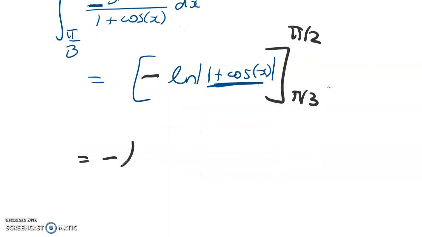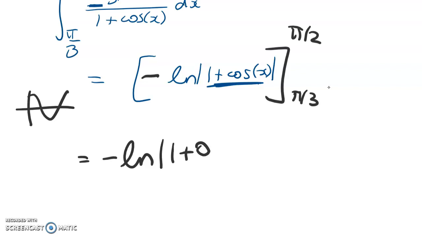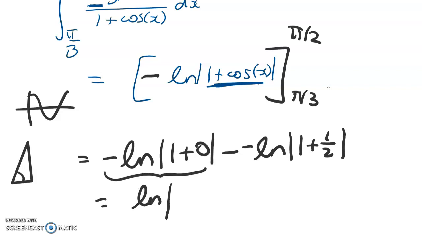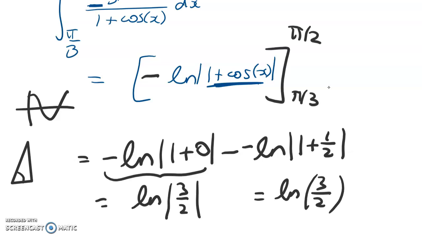I get negative natural log of 1 plus, right, cos of pi on 2 is 0, minus negative log of 1 plus cos of pi on 3. Cos of pi on 3 is 1/2, so that's 1 plus 1/2, which gives me 0 for this, plus the natural log of 3 over 2, which is simply the log of 3 over 2 without the absolute value signs.